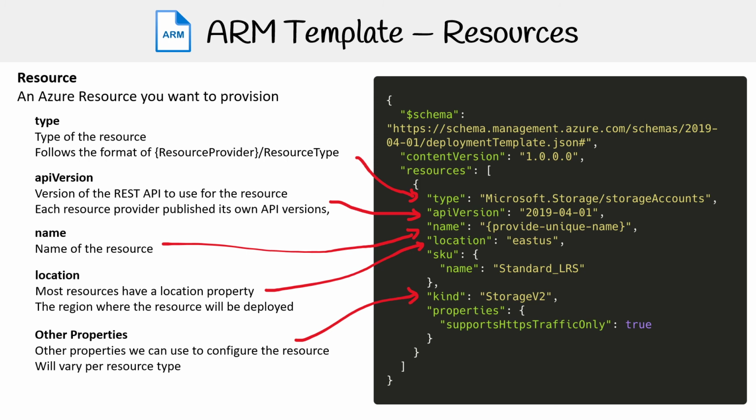resources. So for a storage account, you want to be able to set the kind, and within the properties, you're going to have a bunch of other options there, and it's just going to vary, okay? But anyway, let's take a closer look next at parameters.